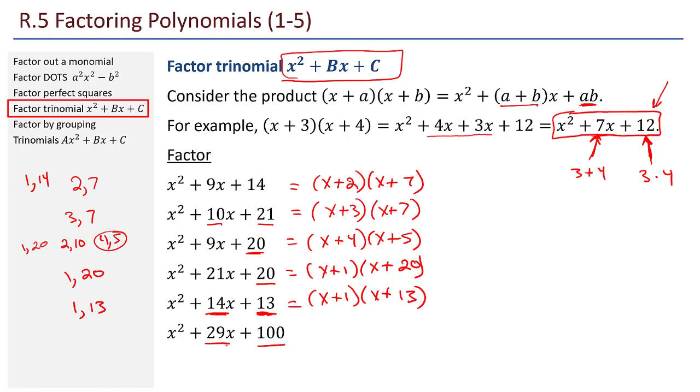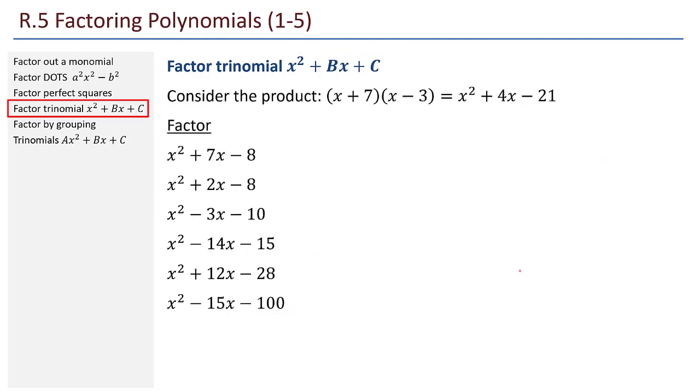Well, what makes 100, I guess? 2 times 50, 4 times 25. Oh, that'll work. 4 times 25, because 4 plus 25 is 29. So x plus 4, x plus 25.